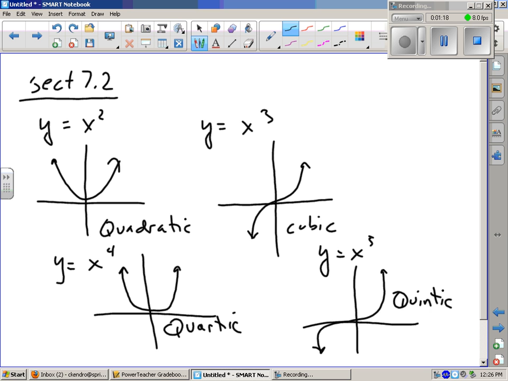I always thought if I had two goldfish, I'd name them quartic and quintic. I don't know why. Just thought that would be cool names.